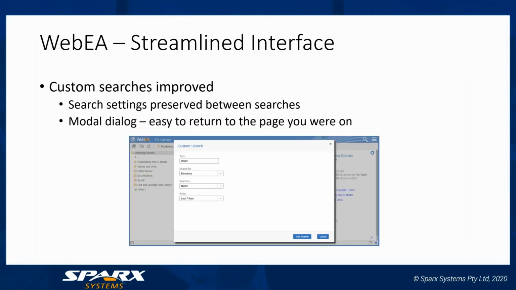We've streamlined the interface for WebEA as well. So custom searches have been improved. Search settings are preserved between different searches. So for example, you search for a specific element, hit the search button. That information is still there if you want to refine that search. If your search is empty, it returns you back to the page where you're on, being a modal dialog.